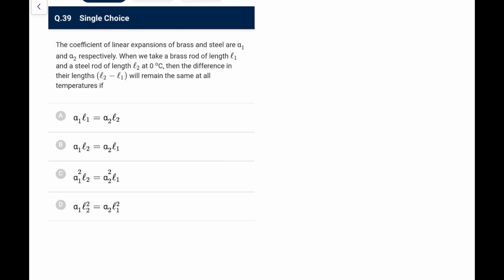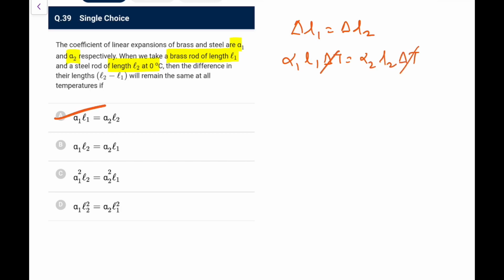The coefficient of linear expansion of brass and steel are alpha 1, alpha 2. If we take the brass rod of length L1 and a steel rod of L2 at 0, then the difference in their lengths will remain the same at all temperature if. What we need for the length difference to remain same is that delta L1 should be equal to delta L2. It means alpha 1 L1 delta T equals alpha 2 L2 delta T, delta T being same for both. So it is alpha 1 L1 equals alpha 2 L2. Again an easy one for you.